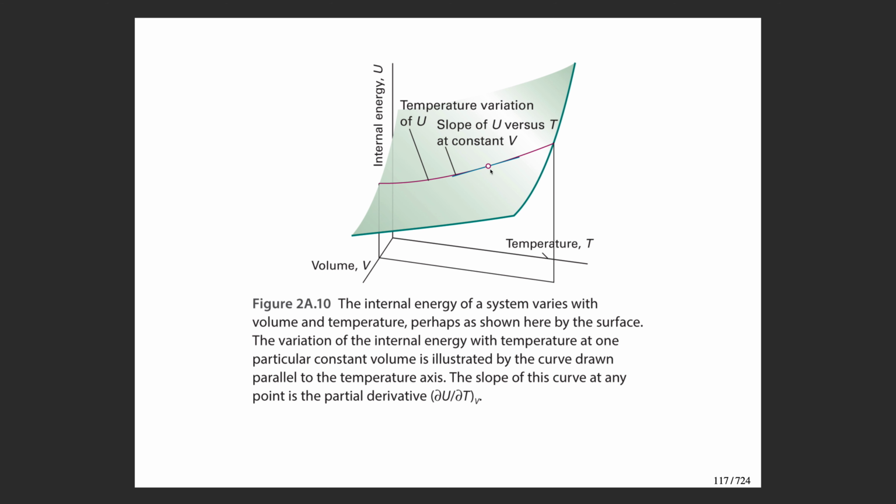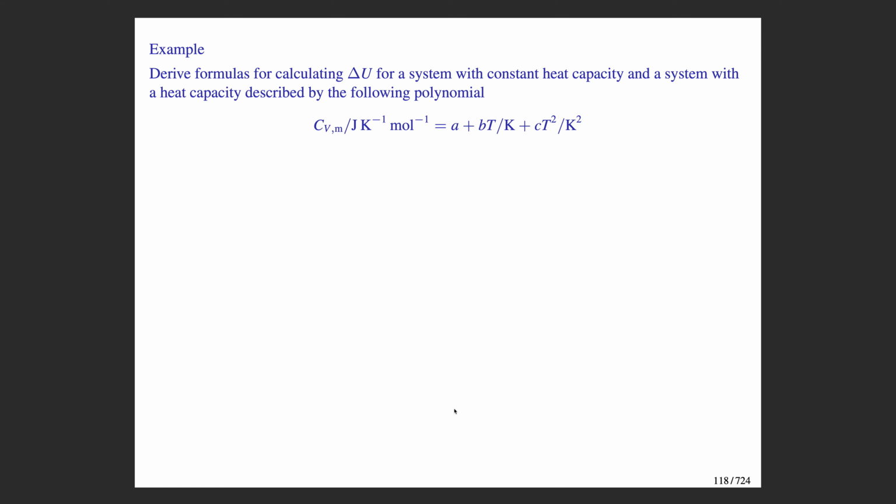Note that if you changed your direction, the value of the slope would change, right? It has one slope along this direction, but it would have a different slope if you walked along the volume axis, keeping temperature constant. That's the point of partial derivatives, to quantify the change with respect to a specific direction. And we'll talk about that in more detail in a later section. For now, we are going to work a few heat capacity problems.